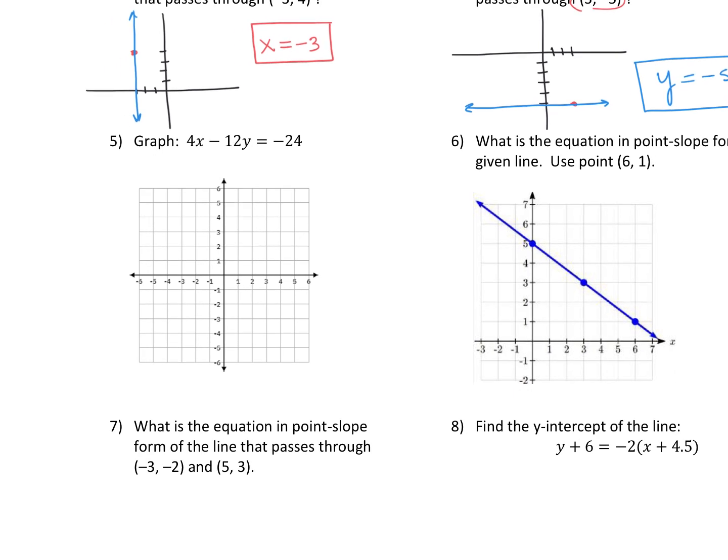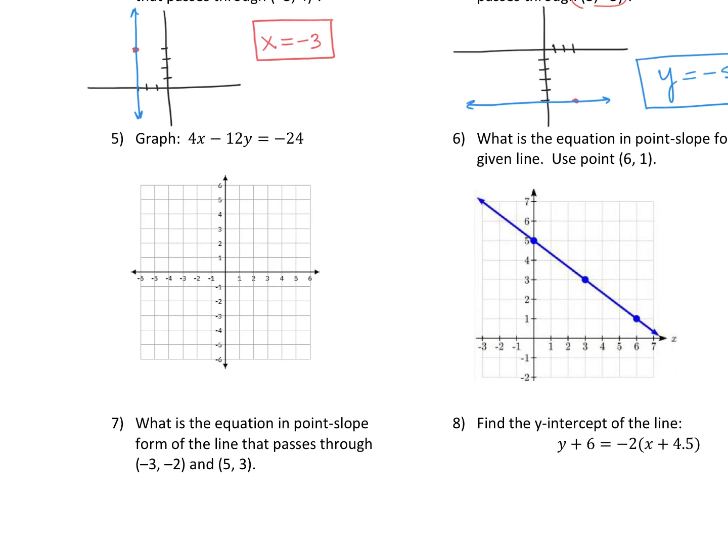All right, number 5, graph this line 4x minus 12y equals negative 24. What I want us to notice here is that this is not slope-intercept form. It's not y equals mx plus b. So as I look at this equation, we're not going to graph a 4, 12, or a 24.